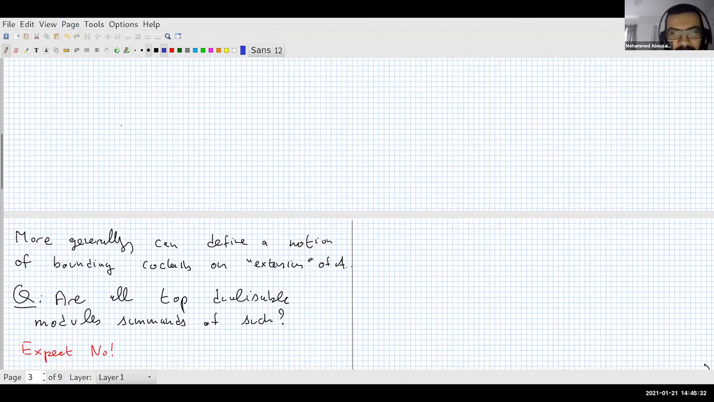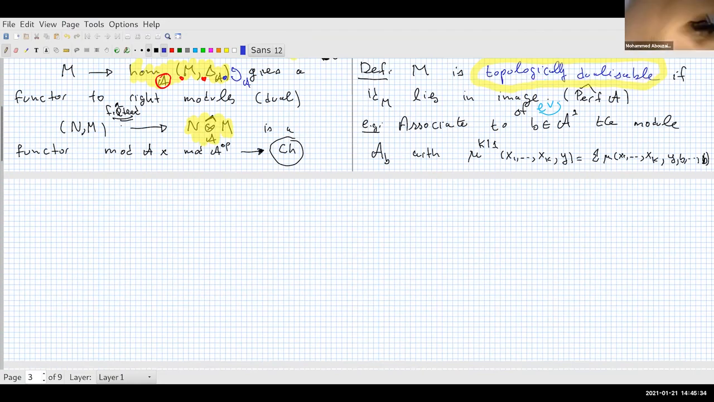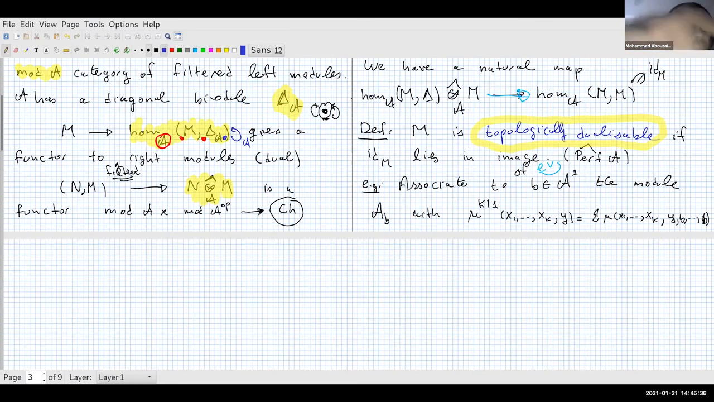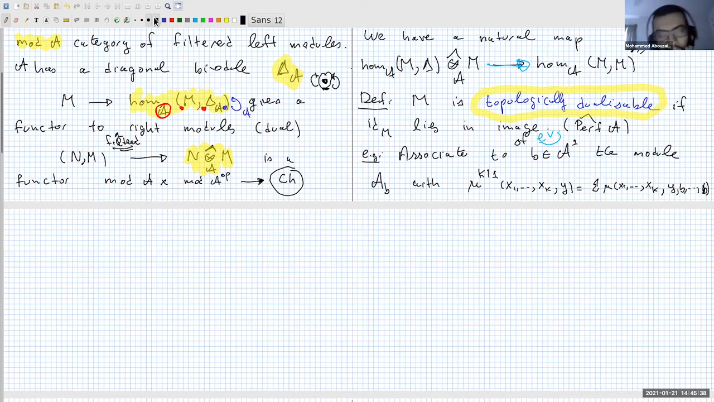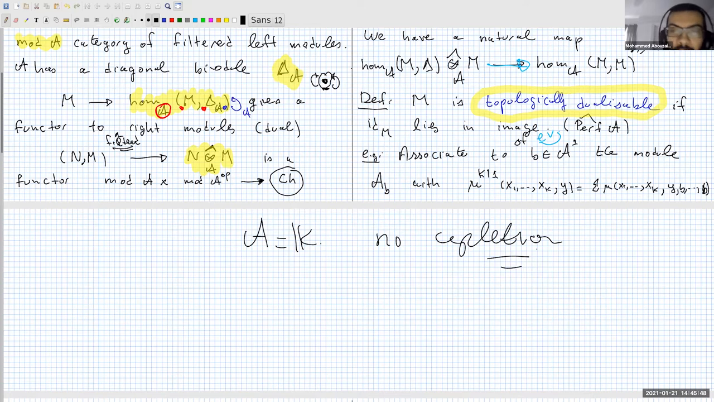There you go. Okay. So the thing for the algebraic, from people who are not algebraic minded, is that you should imagine that A is K, the ground field, and we're doing no completion. And then this condition, well, M, what is M?